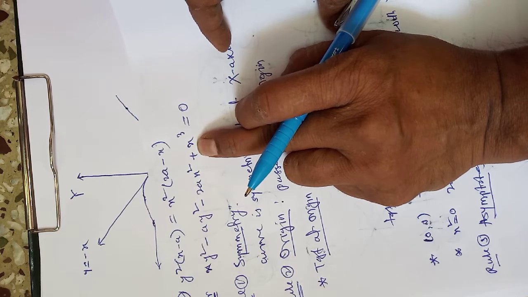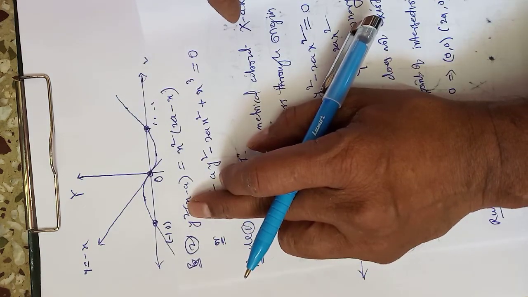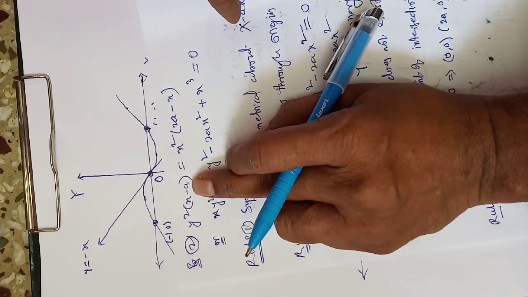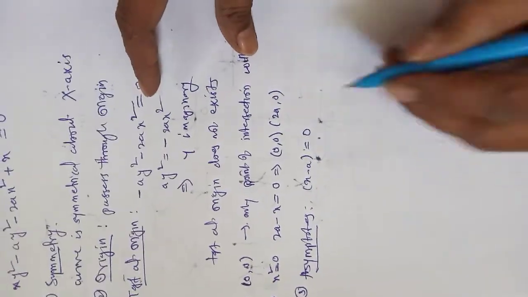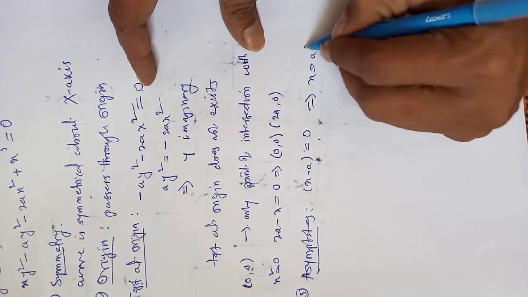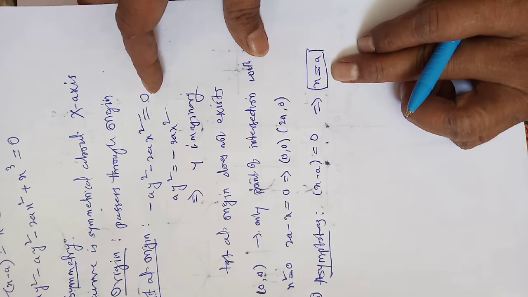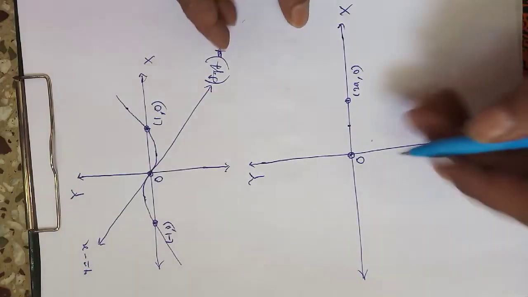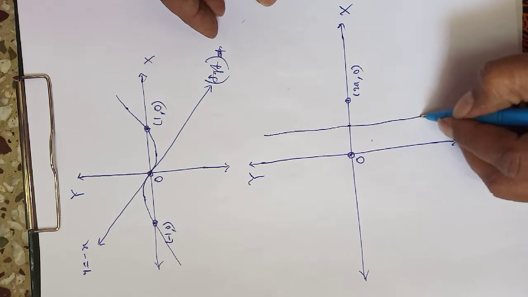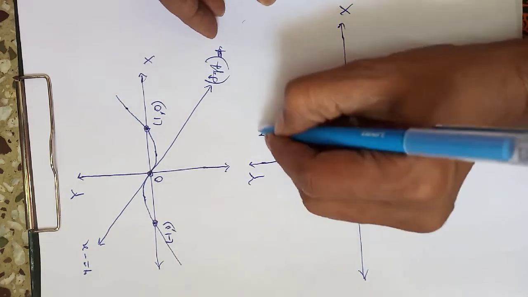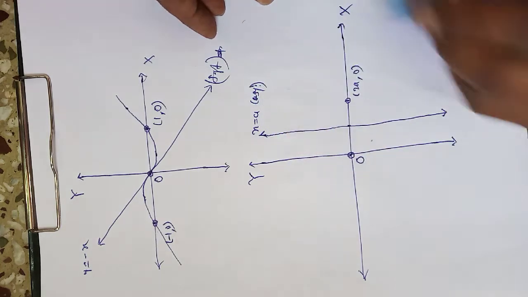Now we'll go for highest degree terms in y. Highest degree term in y is y square. Its coefficient is x minus a. So we'll collect it and we'll equate it to 0. So x minus a equals 0. That is x equals a is the equation of asymptote parallel to y-axis. So x equals a means this line. So x equals a, this is asymptote. Right?